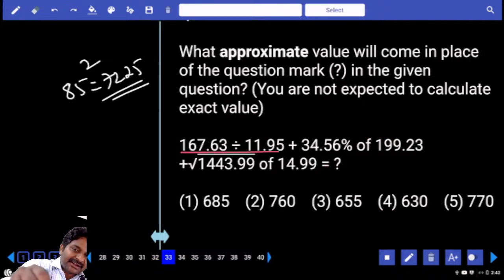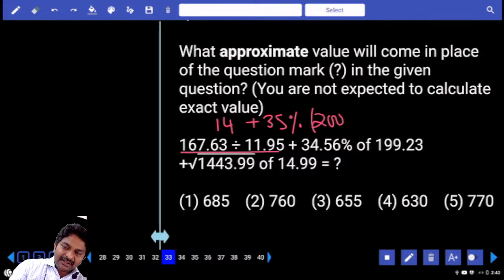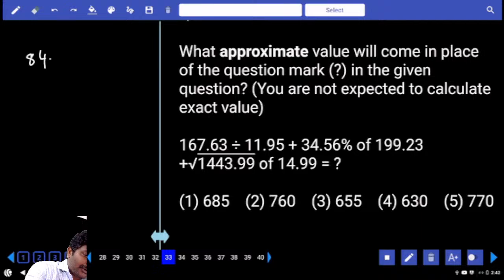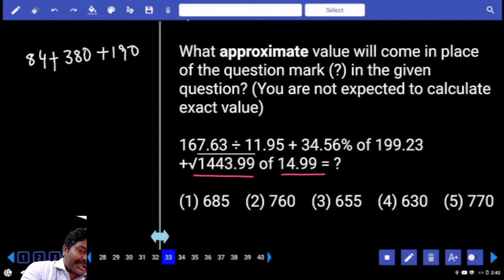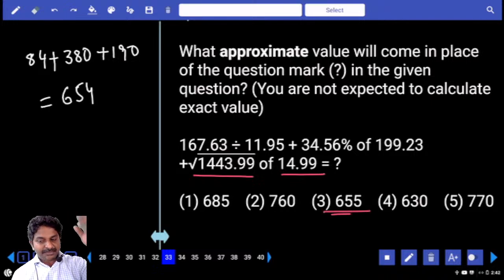Right, 168 divided by 12. How much is this? 14 plus 35% of 200 or 200% of 35. 70. 14 plus 70. 84 plus under root of 1444. 38 into 15. 15 times, 10 times plus one more time. 380 plus 190. How much is that? 570. 570 plus 84. 654. Approximate, third option.